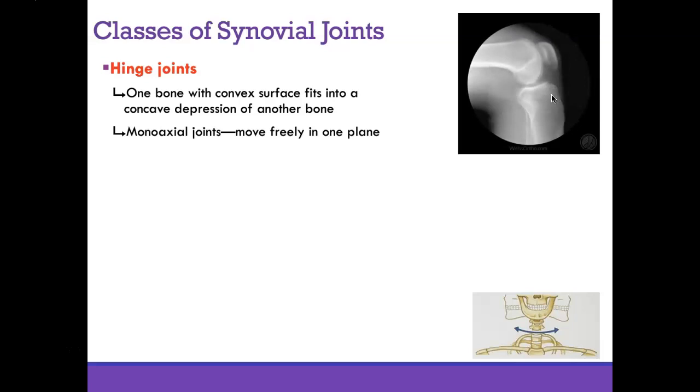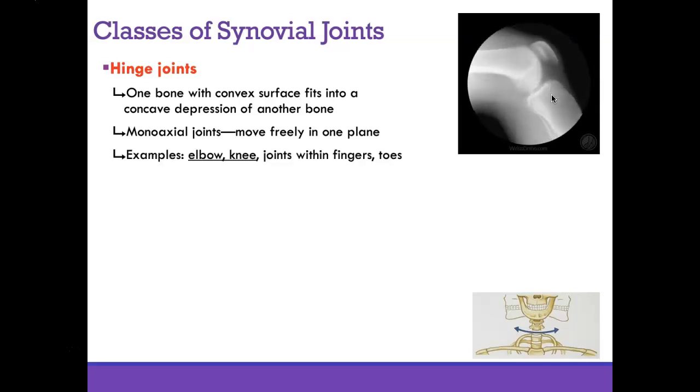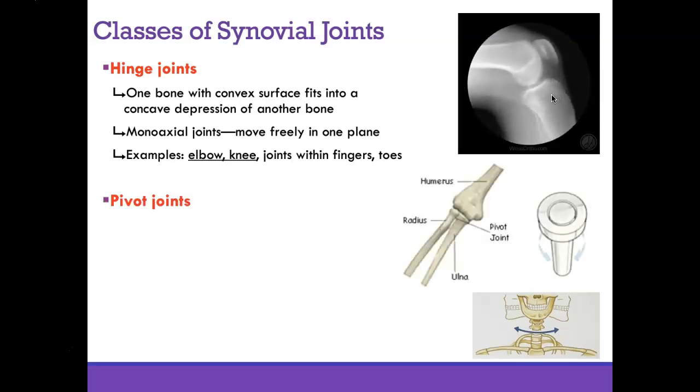So everyone, you can only kick your knee in one plane. You can't go side to side with your knee joint or your elbow. Within your fingers, you have hinge joints. So you can bend your finger because of like a hinge, but you can't rotate your finger to the left or right. Right? So it's monoaxial. It moves freely only in one plane.